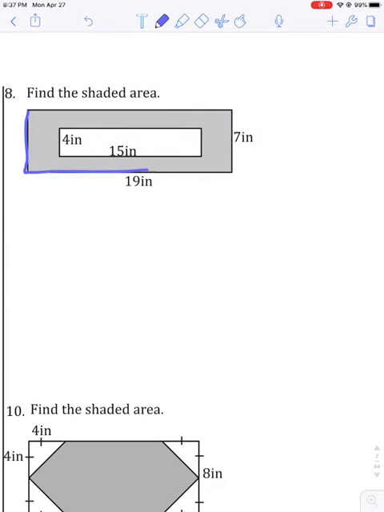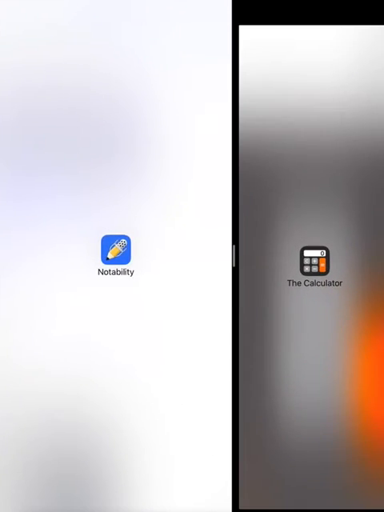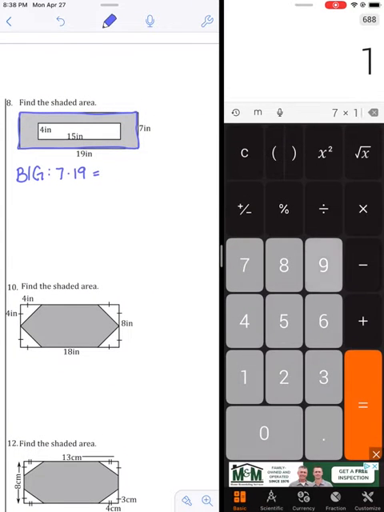All right, well, here's my strategy. I'm going to find the area of this big rectangle, including everything inside of it. So that includes the gray area and the white area. And I'm going to label that, instead of like shape 1 and 2, I'm going to label that big. Here's the area of my big rectangle. That's going to be 7 times 19. Get the calculator going. 7 times 19 is 133. So that means if that white cutout wasn't there, the whole thing would be 133.